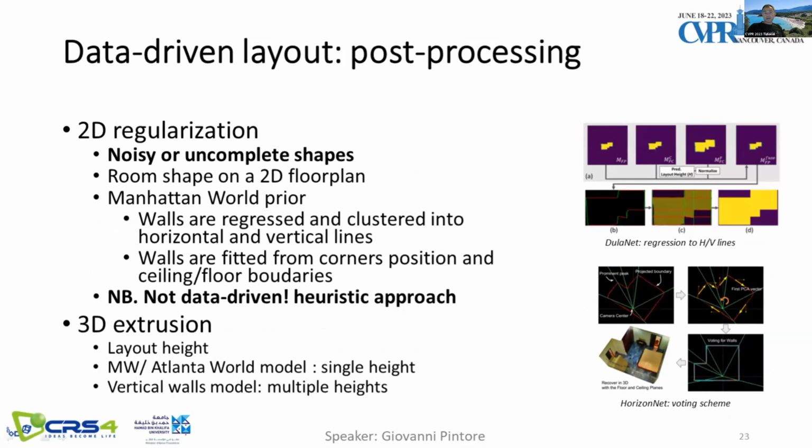The last step before some examples is the regularization process in order to deal with noisy and incomplete shapes. A typical approach assumes the room shape as a 2D projection on the floor plan, of course. Here we have some approaches. In the first case, DuLa-Net, the wall segments are regressed and clustered into horizontal and vertical lines. In the second one, HorizonNet, the wall lines are fitted starting from corner positions with a voting scheme based on ceiling and floor boundaries.